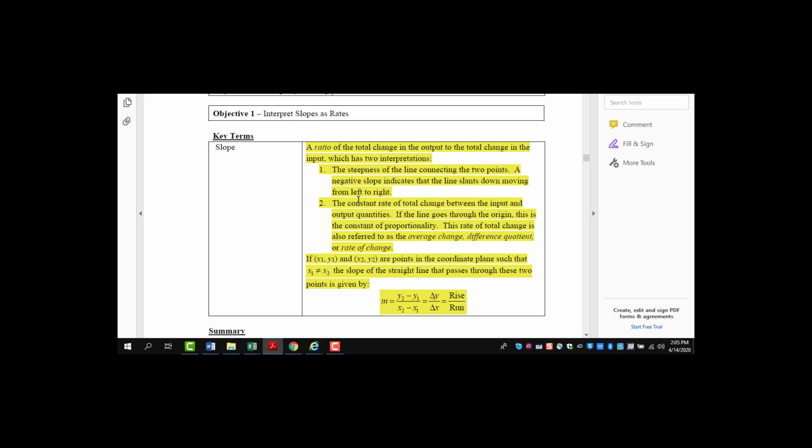The constant rate of change, steepness of a line, ratio of total change in output to the total change in input. And here is a formula for determining it, for calculating it. I'm sure you've seen that in high school. So you might want to pause this for a minute and take a look at that.